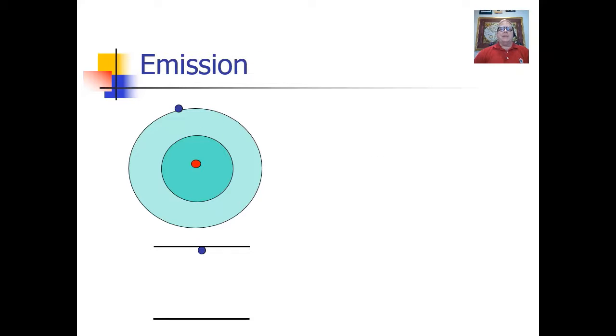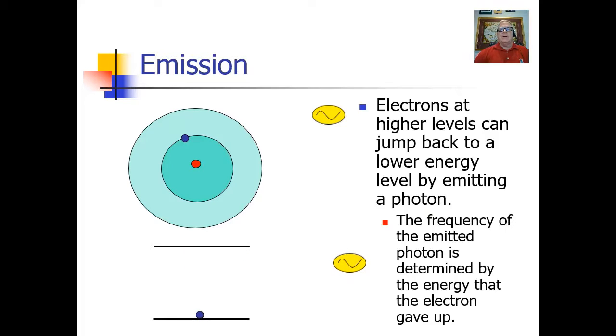Now, emission is just the opposite. When an electron in an atom goes from a higher energy level to a lower energy level, it emits a photon. And the energy of the photon, i.e. the frequency of the photon, is determined by the energy difference between the two different levels. The energy of the photon that's emitted must match exactly the energy difference between the two energy levels.